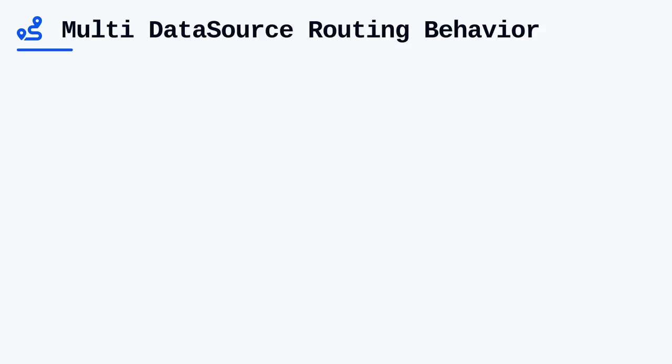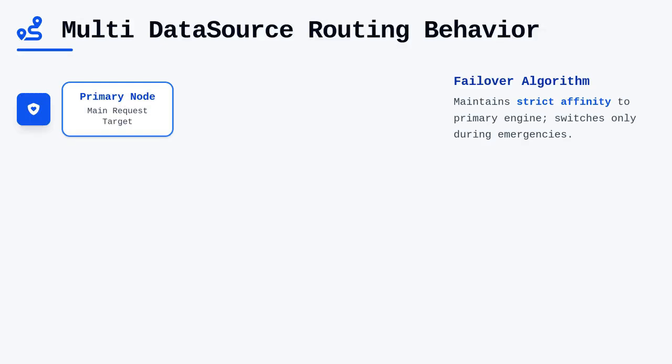The routing behavior of a multi-data source depends heavily on the failover and load balancing profiles you choose during the configuration process. When you select the failover algorithm, the system attempts to satisfy requests by utilizing a primary data source and only shifts to a secondary backup target if the primary node fails. This is a critical pattern for scenarios where you want to maintain strict affinity to a primary database engine while maintaining a warm standby for emergencies.